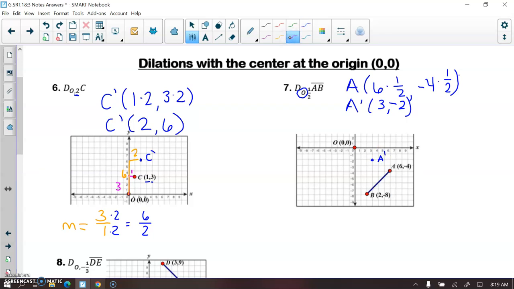For B, I'm going to take the x value of 2 and multiply it by my scale factor of 1/2. I'm going to take my y value of -8 and multiply it by my scale factor of 1/2. So I wind up with B prime being at (1, -4). Graphing that. Now I can just connect the 2 points together to create my segment.